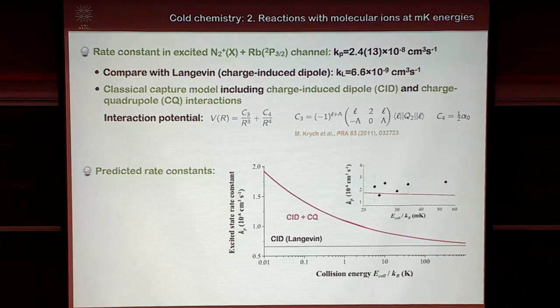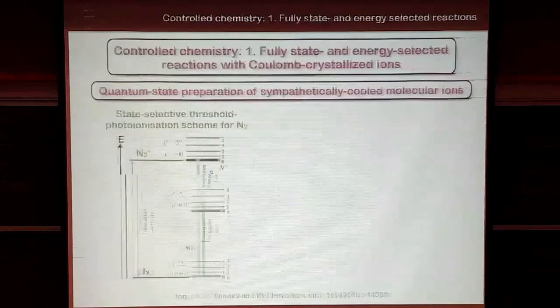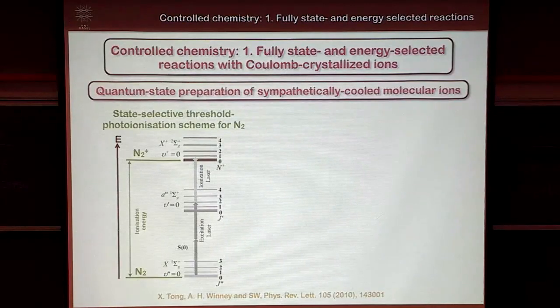So this fits quite nicely, and it appears that it's really this charge quadrupole interaction that is responsible for the fast rates that we observe here. Okay. So let me now leave the field of cold chemistry and talk a bit about controlled chemistry, chemical reactions with a very high degree of control that we can perform using this cold ions technology.